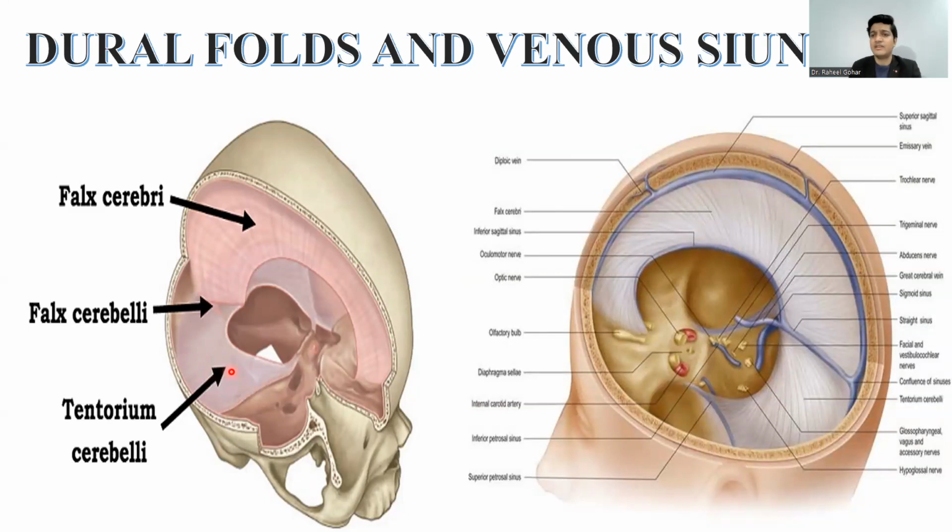Then of course the brain has got the blood supply as well as the venous drainage. So these are the different venous sinuses which actually form due to the separation between the two layers of the dura mater. So this is known as the superior sagittal sinus, and in the inferior part of the falx cerebri we have got the inferior sagittal sinus. This is the straight sinus. Then laterally in the occipital bone we have got the transverse sinus and sigmoid sinus, which eventually will drain into the internal jugular veins.